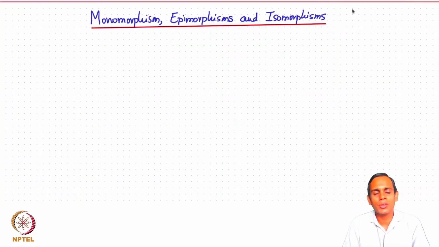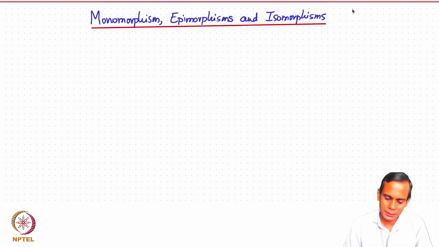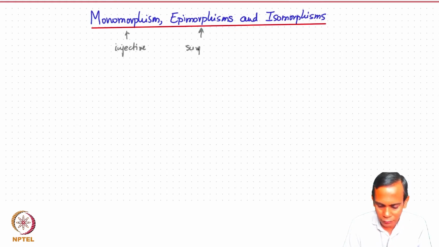In this lecture, I'm going to introduce some special kinds of arrows in a category. Arrows in a category are often called morphisms, and these are special kinds of morphisms. They're called monomorphisms, epimorphisms, and isomorphisms. In the category of sets, it will turn out that monomorphisms are injective functions, epimorphisms are surjective functions, and isomorphisms are bijective functions.